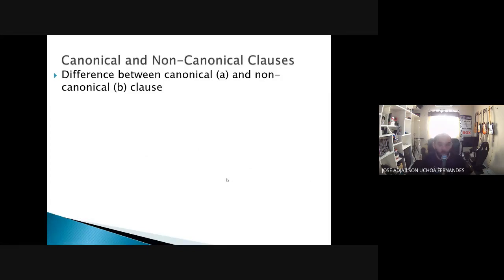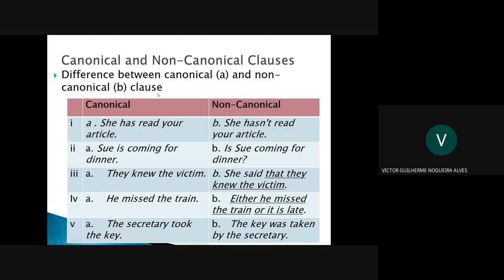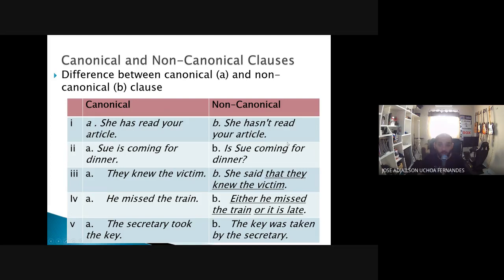The difference between a canonical clause and a non-canonical clause is the following. A canonical clause is in column A here, and column B here. Take a look at 1A. Sue has read your article. In B, Sue has not read your article is non-canonical. What's the first conclusion you get? This is the column of canonical. This is the column of non-canonical. What is the difference between sentence A and sentence B? One is affirmative and one is negative. Yeah, so canonical clauses are never negative. Okay. Canonical clauses are never negative.